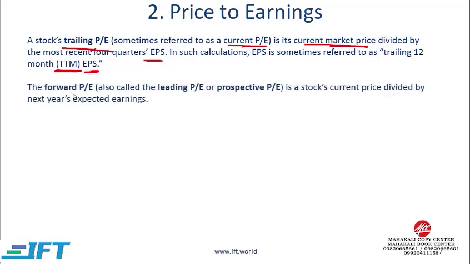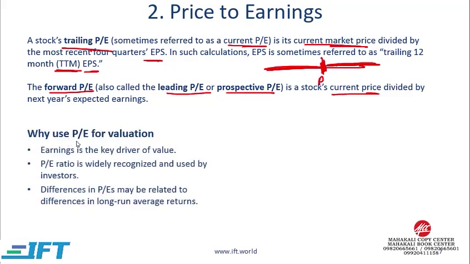Sometimes, in fact quite often in the financial world where we need to take a forward-looking perspective, we quote or are given forward PEs. These are also called leading PEs or prospective PEs. The forward PE is the stock's current price. So notice in both cases, the price is the current price. So if this is the current point in time, we take the price at this point in time. With the trailing PE, we divide price by a trailing EPS. With a forward PE, we divide price by an EPS in the future.